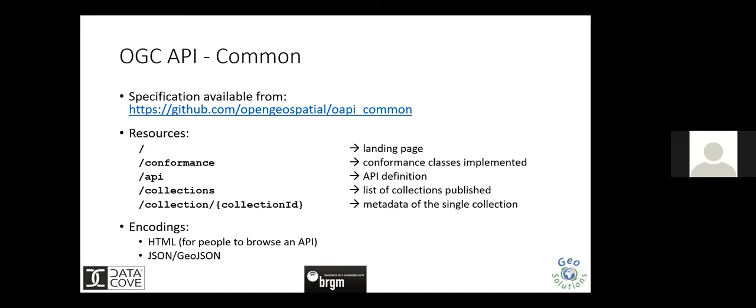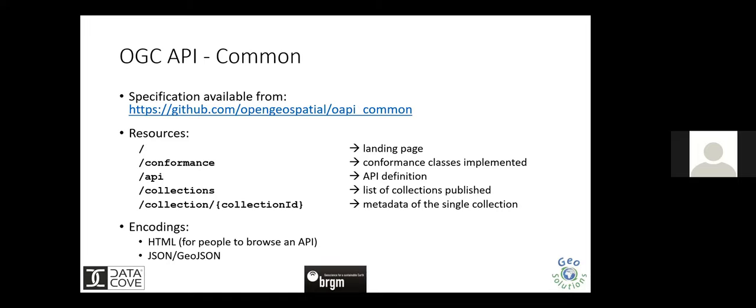So here you see it's more modular than the old OGC web services, where it was all or nothing. Here you can say, I'm providing OGC API and I conform to these conformance classes, but only these. So that you would provide under conformance.